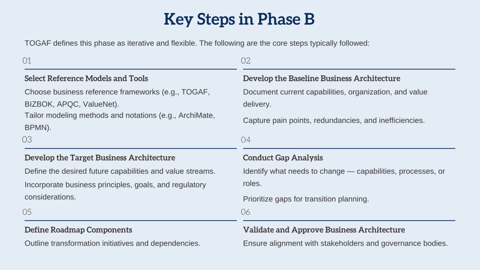Conduct gap analysis. Identify changes required to reach the target. Define roadmap components. Outline transformation priorities and dependencies. Validate and approve the architecture, ensuring alignment with the architecture board. Each step sharpens the organization's understanding of what transformation truly requires.